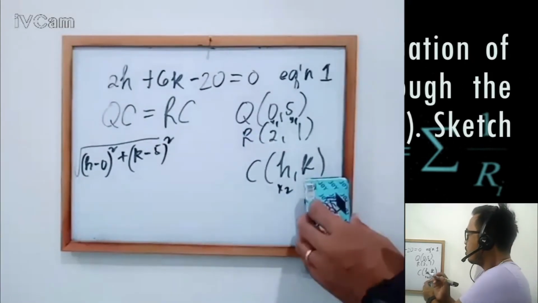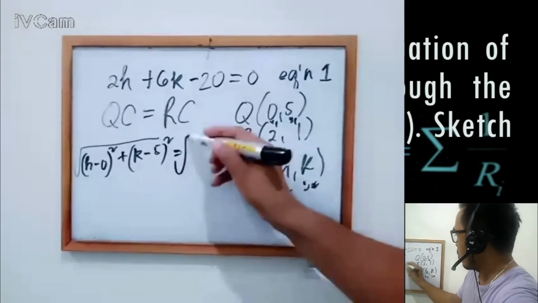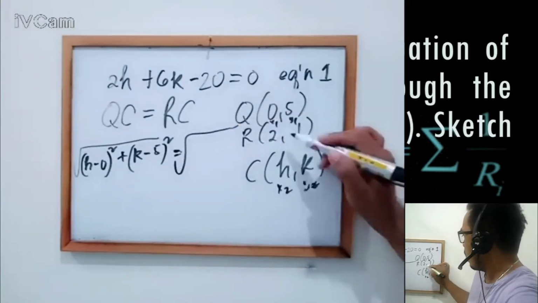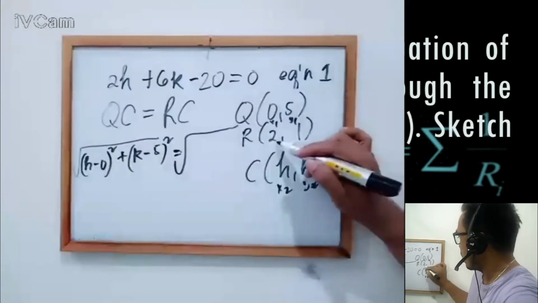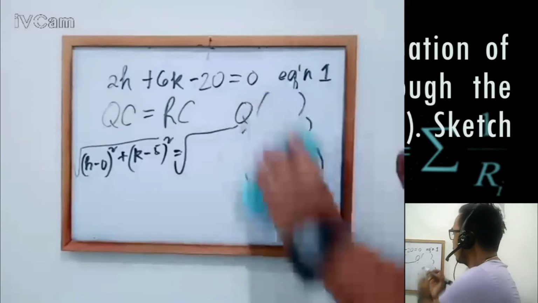While if you consider the RC, it is now the square root of, the same thing. This time you will set this as x sub 1, this is y sub 1. Let us erase this.